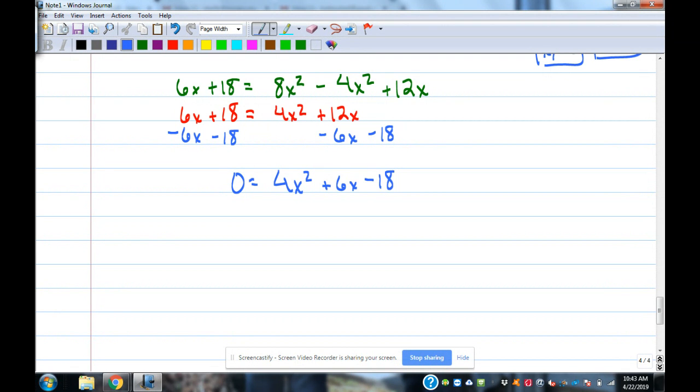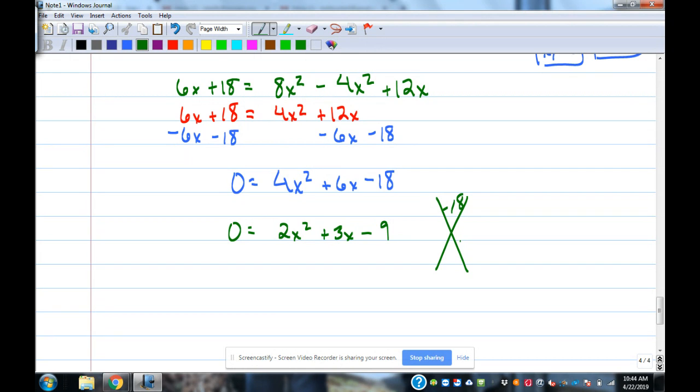What do we know about those? Yeah, take out our 2. So I'm just going to divide them all by 2. Get 2x squared plus 3x minus 9. Two times negative 9 is negative 18. Do we know anything that multiplies to be negative 18 and adds to 3 real quick? 6 and negative 3 does that. So factoring would be a good option here.